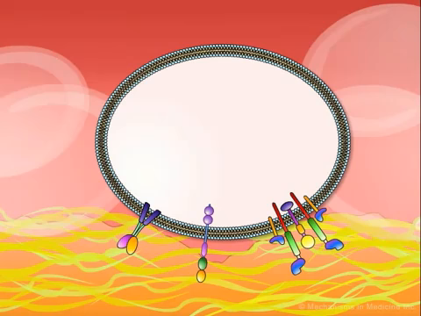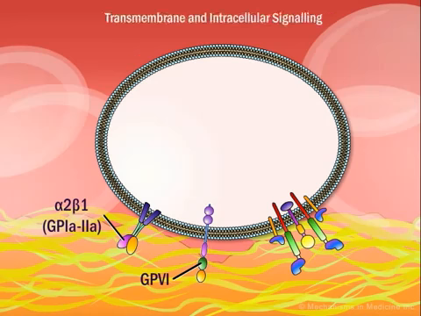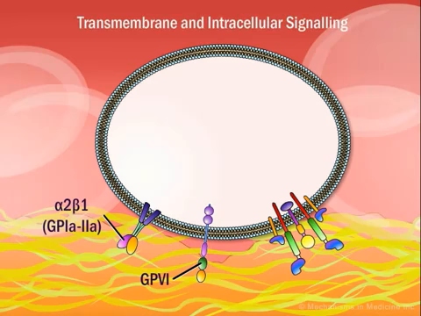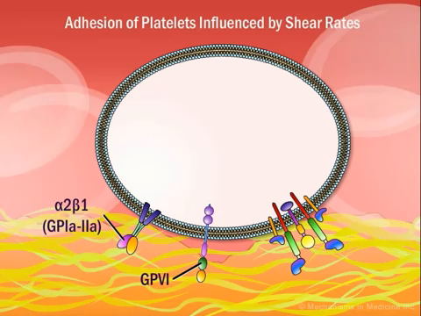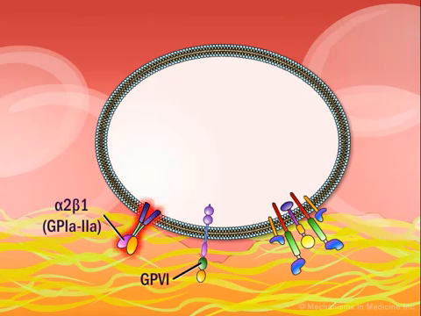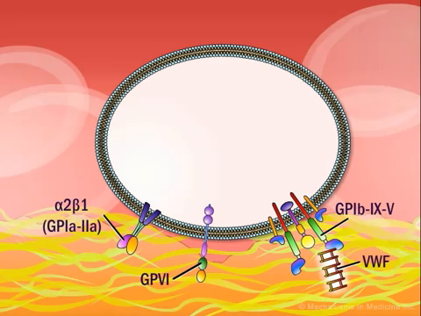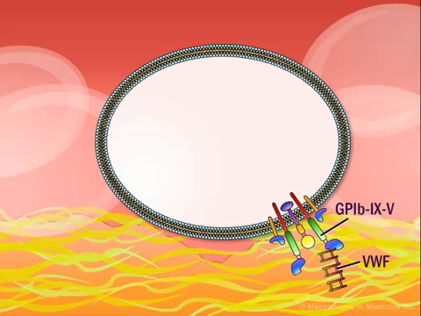Initial binding of platelets is considered to occur via the integrin alpha-2 beta-1, GP1a2a receptor, which allows for further binding to collagen via the GP6 receptor, initiating transmembrane and subsequently intracellular signaling. Adhesion of platelets to the exposed subendothelium is influenced by shear rates. At high shear, alpha-2 beta-1 and GP6 are not sufficient to initiate binding to collagen, and binding of the GP1b-IX-V receptor to von Willebrand factor, abbreviated here as VWF, that is immobilized on collagen, becomes essential in platelet adhesion.